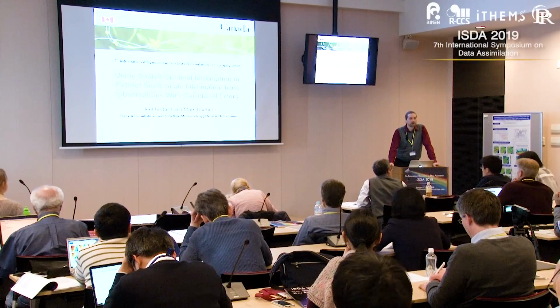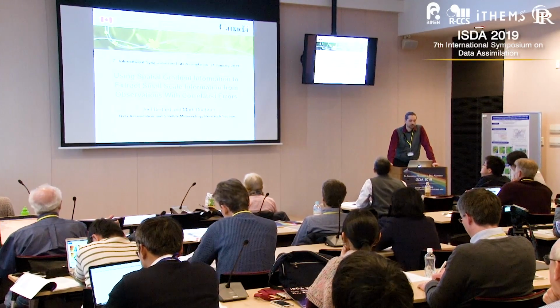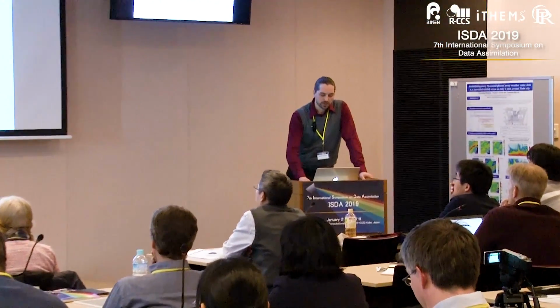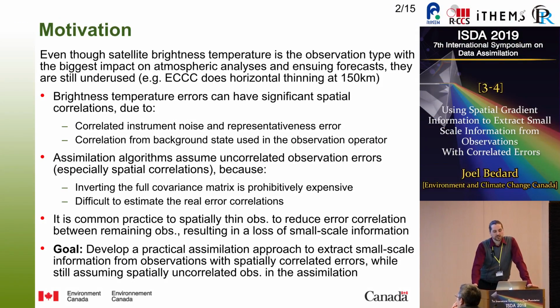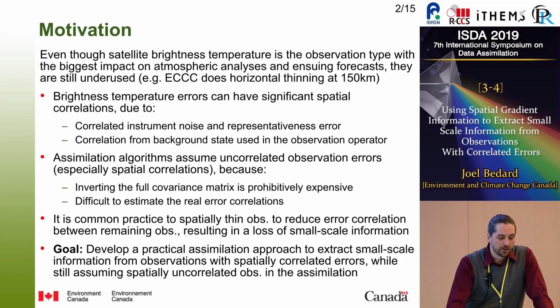Today I want to talk about a method Mark and I have developed to use spatial gradients information to extract small-scale information from observations with spatially correlated errors. We all know that satellite brightness temperature is the observation type that has the biggest impact on atmospheric analyses and ensuing forecasts. But these observations are still underused because brightness temperature errors can have significant spatial correlation.